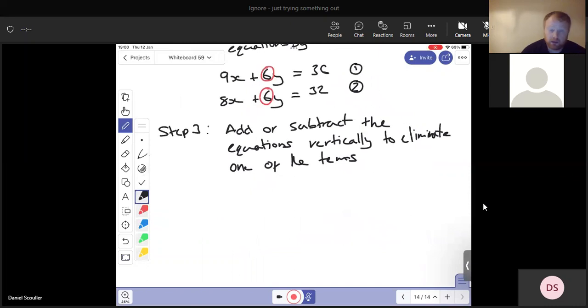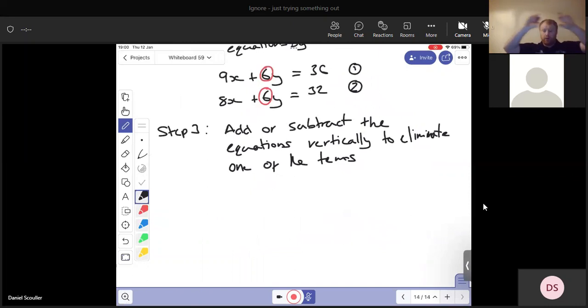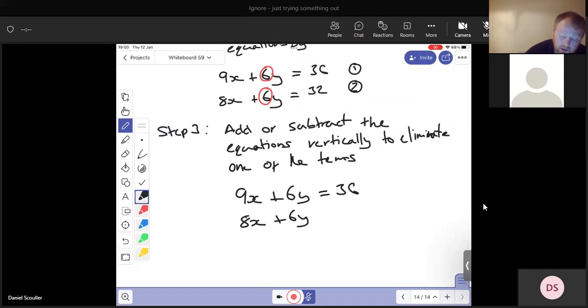So we're going to take equation 1 and 2, and the way we've written them out is all the x's are in a nice column, all the y's are in a nice column, equal sign, it will always be equals, and then the whole numbers. So 1 letter, 2 letters, whole number. You only ever get two letters. 9x plus 6y equals 36. 8x plus 6y equals 32.